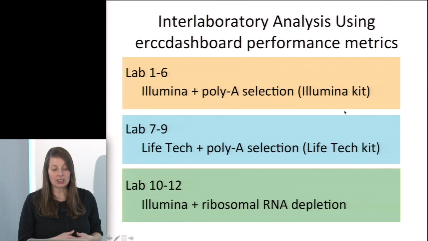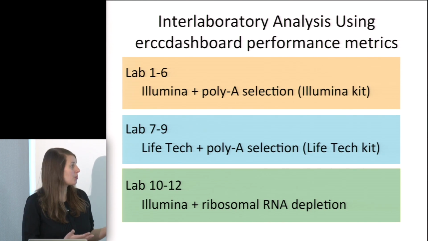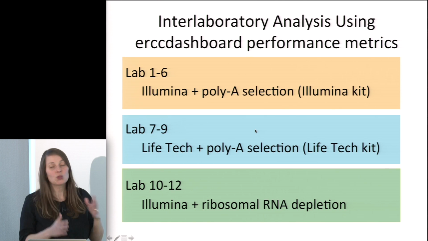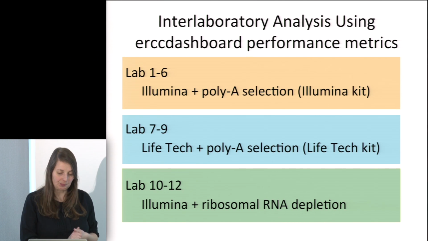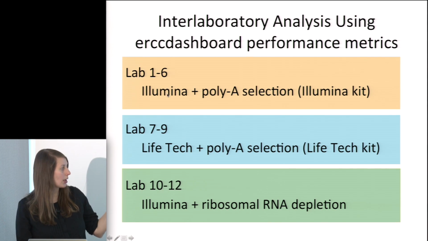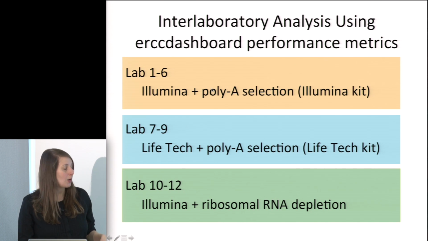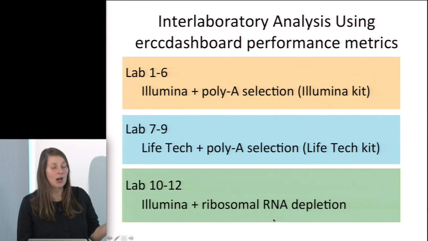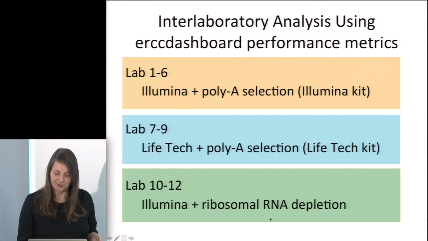And so there were actually 12 different laboratories that we compared in this interlaboratory analysis, and I've color-coded them here to show you the differences. Each one had a distinct measurement process. And so the sequencing platforms used were either Illumina or LifeTech in these different laboratories. And then the laboratories each used a different type of poly-A selection protocol. There were 2 different poly-A selection protocols, one from Illumina and one from Life Technologies, and then a ribosomal RNA depletion protocol.